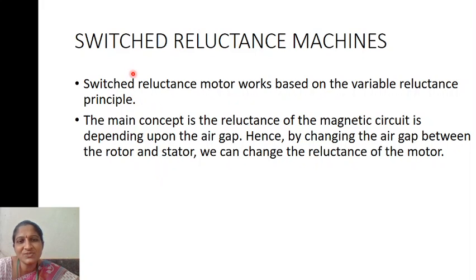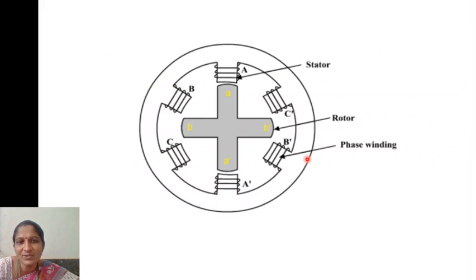Switched reluctance machines operate on the principle of variable reluctance. Reluctance is nothing but the opposite of magnetic field resistance. The main concept is that the reluctance of the magnetic circuit depends upon the air gap. Hence, by changing the air gap between the rotor and stator, we can change the reluctance of the motor.